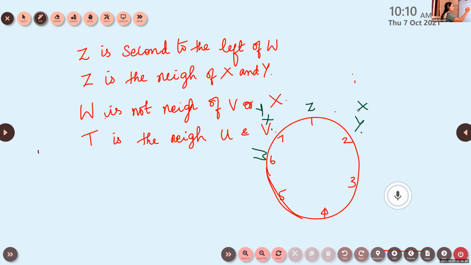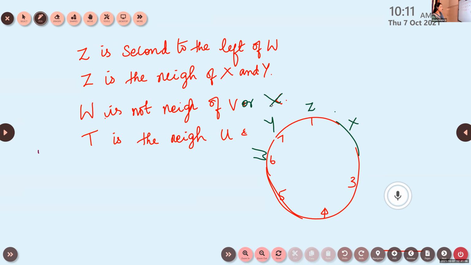W is not the neighbor of V or X. So X should come here, then only it works. If it comes here, it is not possible because W is not the neighbor. So here the only possibility is to fill Y here and fix X there.